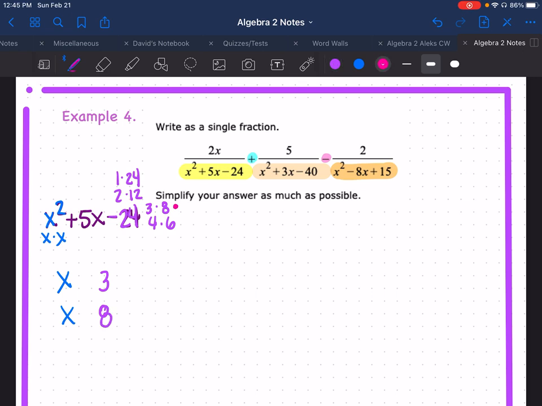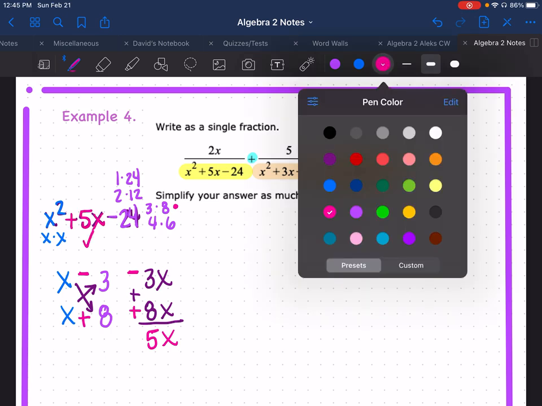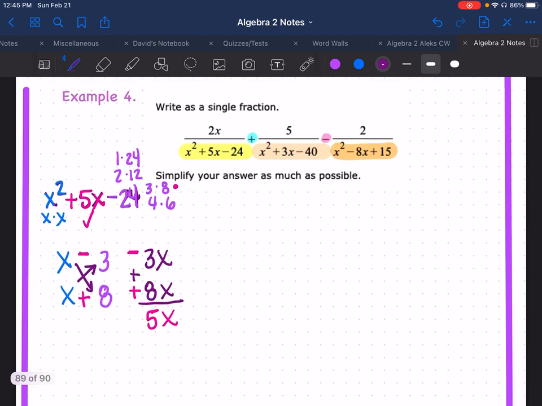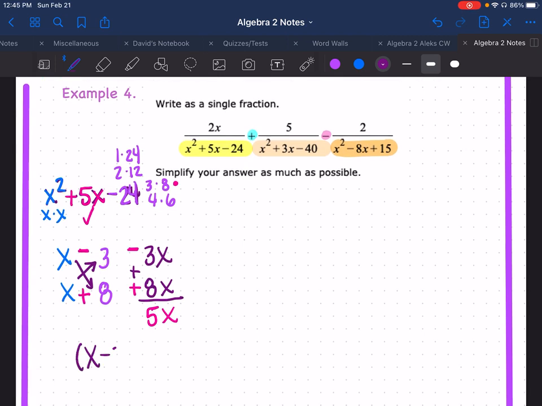And it doesn't matter which one I put where, because I can make it work. It's just not going to matter which one goes on top and which one goes on bottom. I need a 5x, right? And we said 8 minus 3, there we go. And we get our 5x. So our first set is going to be x minus 3, x plus 8.